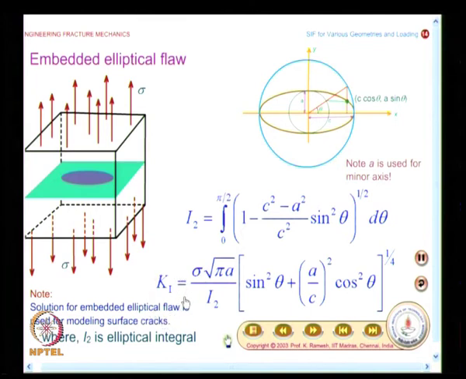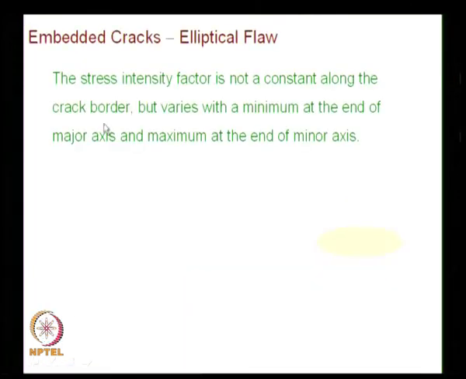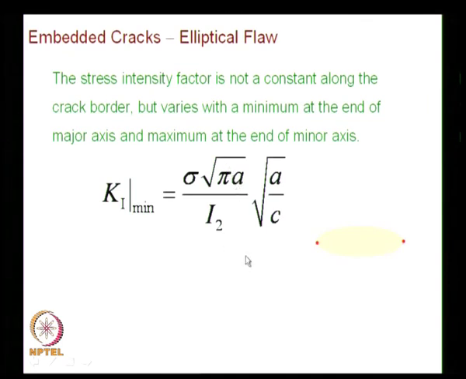So, first observation you get is this: the stress intensity factor on the elliptical front varies from point to point. And how does this vary? You have a minimum as well as a maximum. And what we are interested in is where the stress intensity factor is maximum, because that would decide which way the crack will grow. And if you do the computation, you find the stress intensity factor is a minimum along the major axis, and the minimum value of stress intensity factor is given as sigma root pi a divided by I 2 multiplied by root of a by c. And the maximum value occurs on the minor axis. So, k 1 max is sigma root pi a divided by I 2.